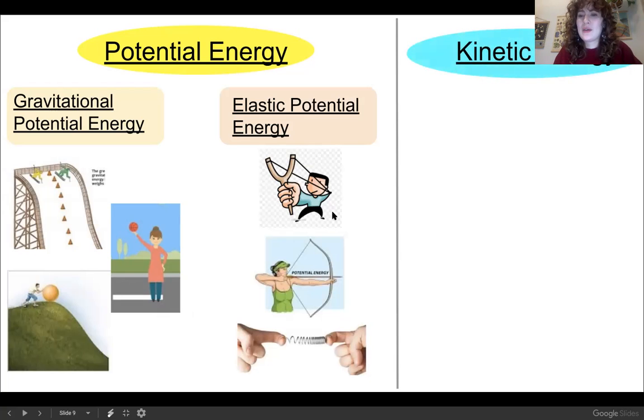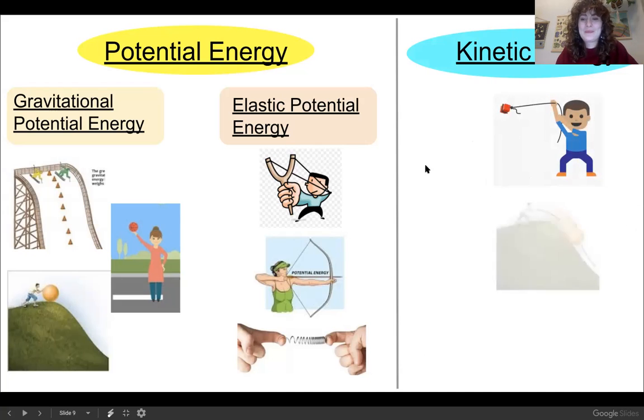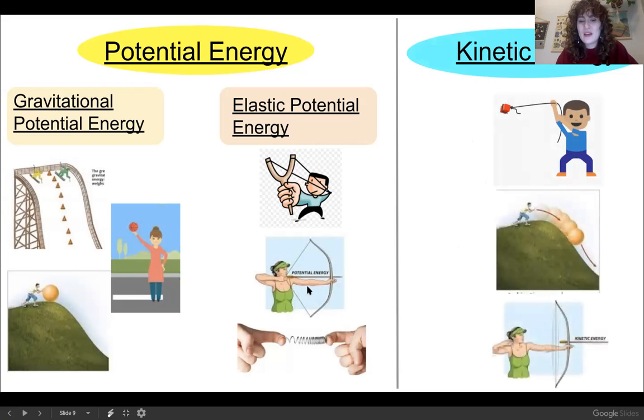Now, again, kinetic energy is just the energy of motion. So let's give some examples of that. We have swinging something attached to a string. We have that same ball over here rolling down a hill. So it's moving. That's kinetic energy. And then we have shooting the arrow from the bow, right? Now it's moving. That's kinetic energy.